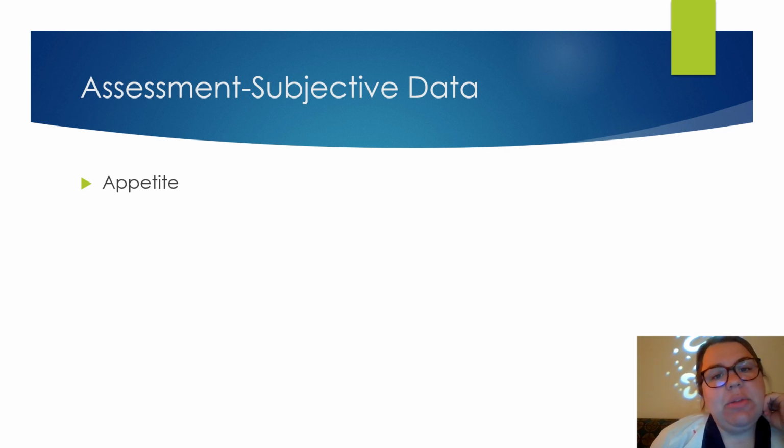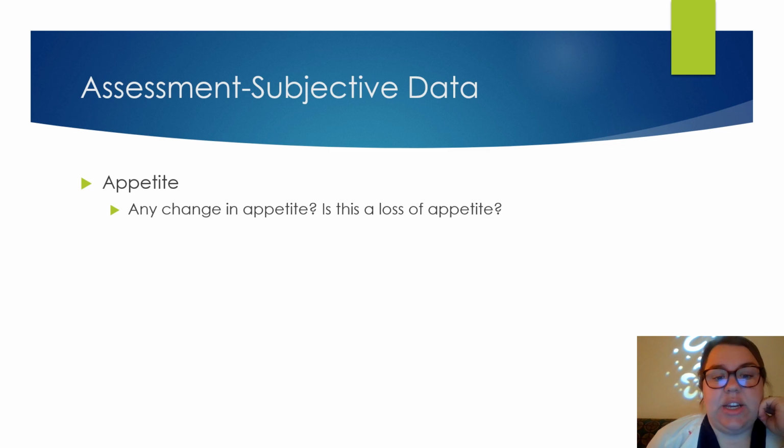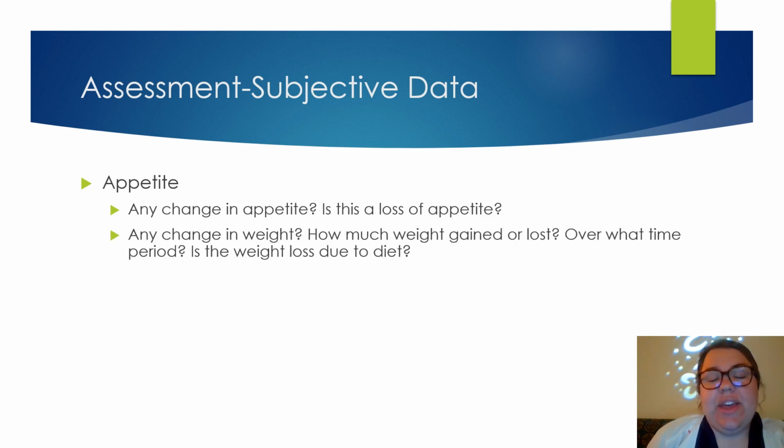So when you're assessing them, first we're getting that subjective data. How is their appetite? Is there a change in their appetite? Do they have a loss of appetite, or is there an increase in their appetite? Have they had any change in their weight? How much have they gained or lost over what period of time? And then is it due to diet or was it unexpected?